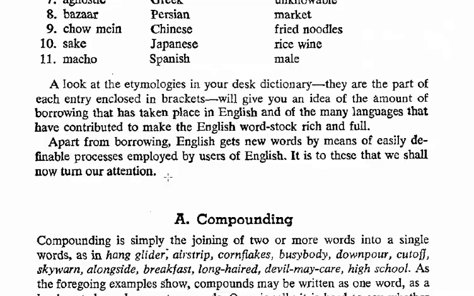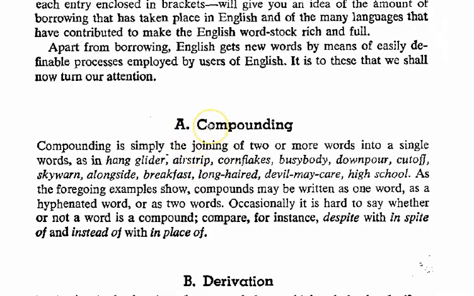Now, we studied compounding in the previous chapter, and here we shall discuss it briefly. So we said compounding is to join two or more words into one single word. They could be compound nouns, verbs, prepositions, etc. These are some examples of compound words.